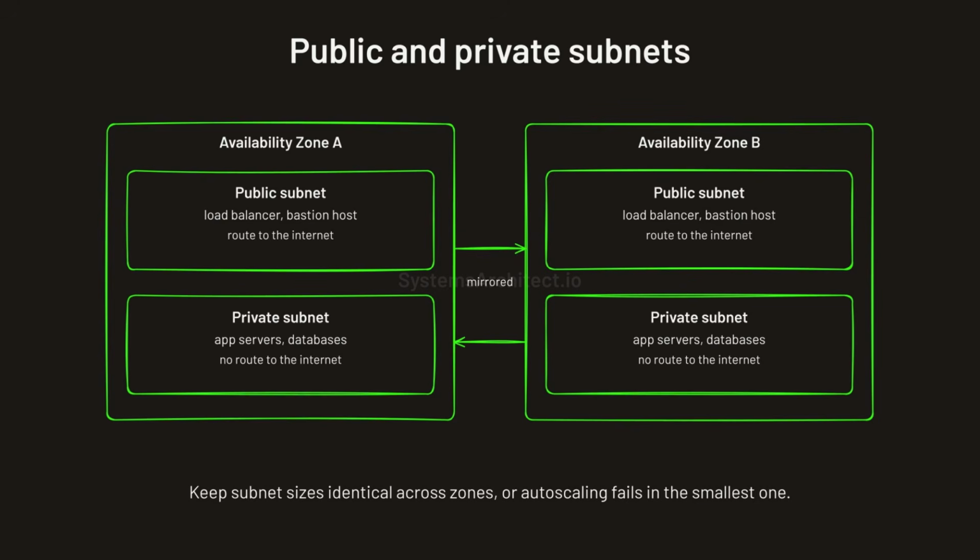What makes a subnet public? A public subnet has a route to the internet, and a private subnet does not. Load balancers and bastion hosts live in public subnets. Application servers and databases stay private. Availability zone alignment means duplicating every tier across at least two zones. Then one zone failure is survivable. Keep subnet sizes consistent across zones. Uneven ranges make autoscaling fail in the smallest one.